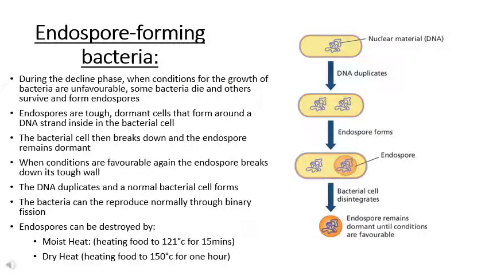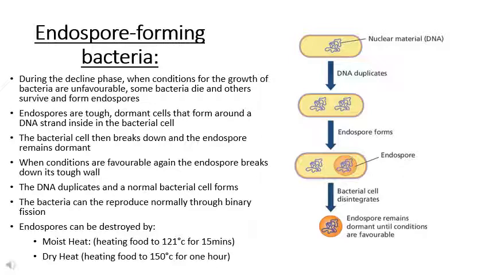As mentioned in the previous slide, during the decline phase, when conditions for the bacteria are becoming unfavourable, most bacteria will die, but some will survive through the production of what's called endospores. Endospore is basically a tough, protective layer the bacteria will form around its cell of DNA. Its strand of DNA can then survive inside the cell for months or even years until conditions become favourable again.